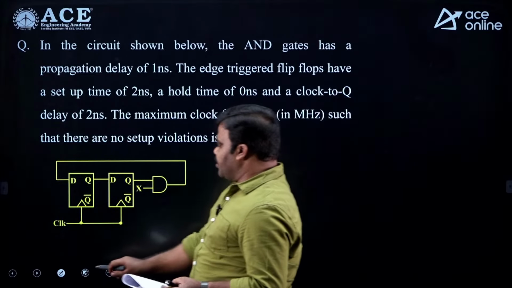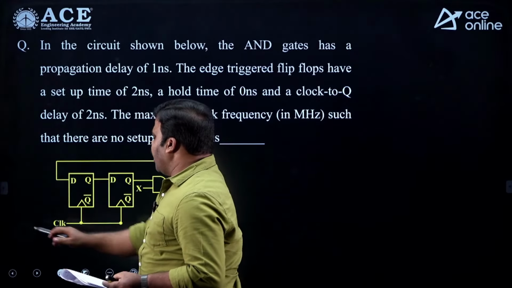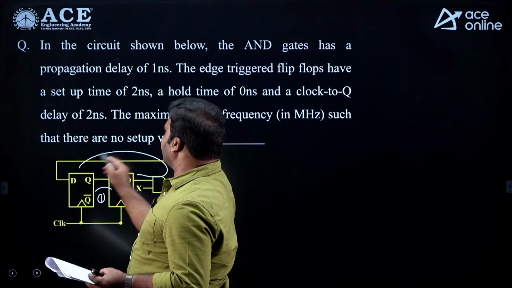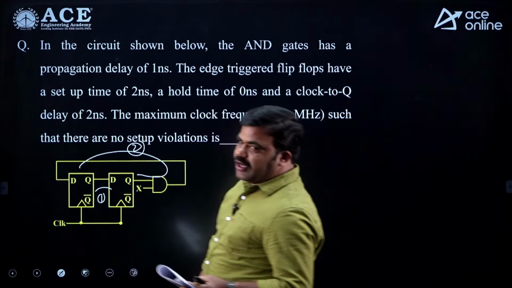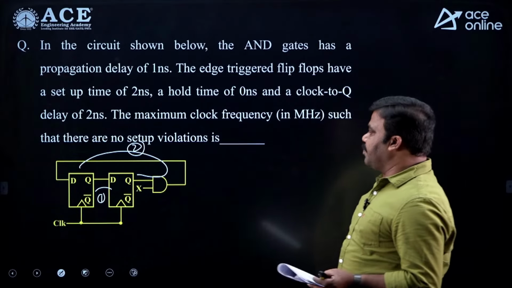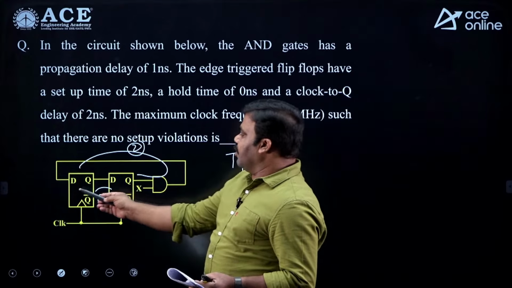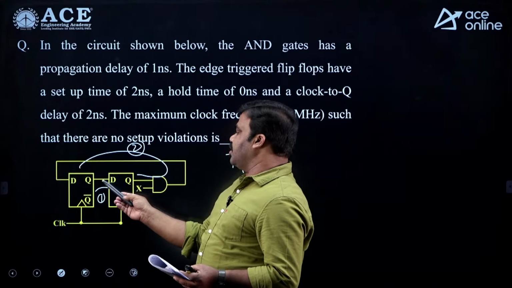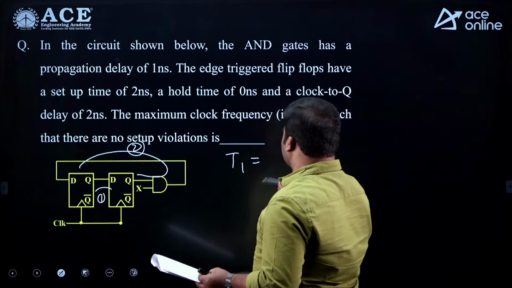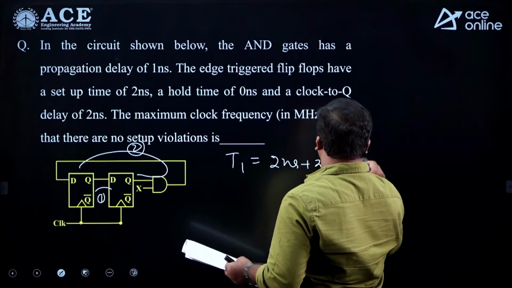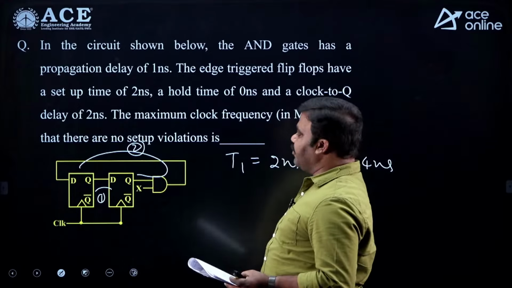So as per our discussions, how many paths are there? It is one path, it is a second path, we know. So we need to calculate the minimum clock period of these two independent paths. The minimum clock period of path 1, T1, is equal to flip flop delay, there is no combination in between, and setup time. So obviously 2 nanoseconds plus 2 nanoseconds, it is going to be 4 nanoseconds minimum clock period of path 1.